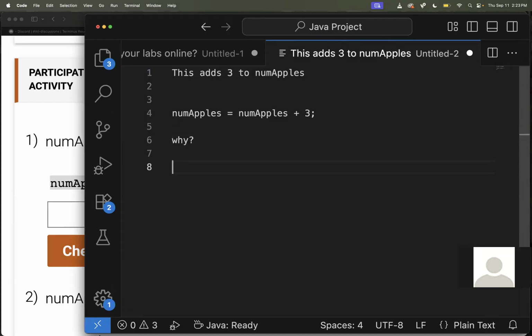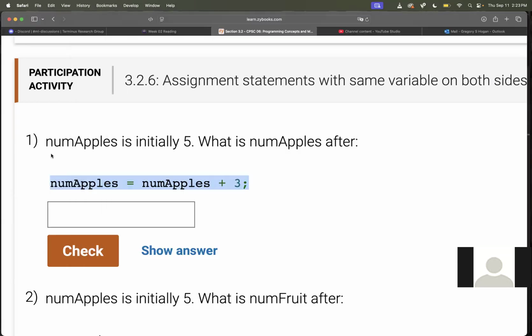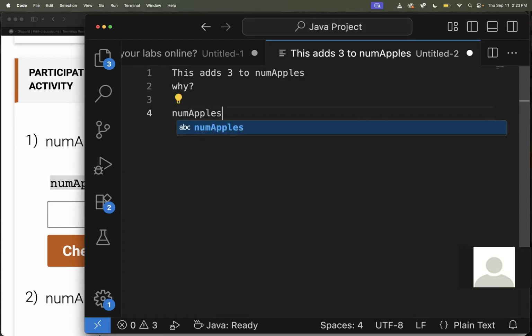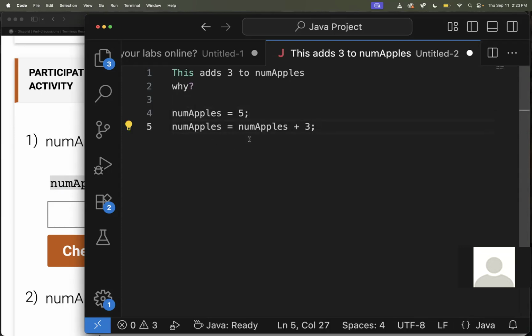Well, think about this. Consider these lines. It says num apples is initially 5. So suppose, look at this code. Let's say I have num apples equals 5. So we're starting out with a 5. And then we put this line, num apples equals num apples plus 3.